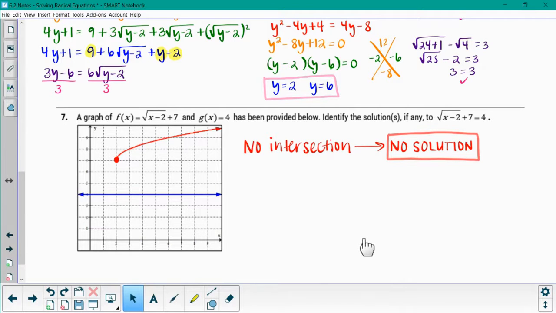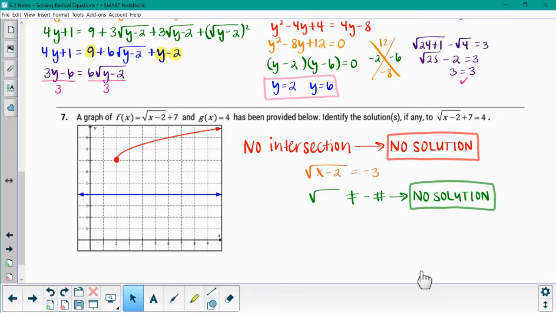Now, another option you could have taken was looking at the equation. If I were to isolate this radical, I'm going to get square root of x minus 2 is equal to negative 3. And we've talked about square roots before at length. Square roots cannot equal negative numbers. So, anytime you end up with a problem where you have a square root equal to a negative number, you can go straight to the conclusion of no solution. Now, if you were to solve it and you were to plug your answers back in and find that all of them are extraneous, you would still say no solution. And you would still get credit. You just did a little bit more work.